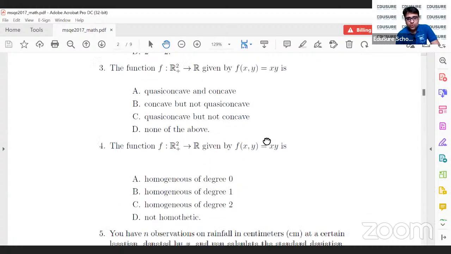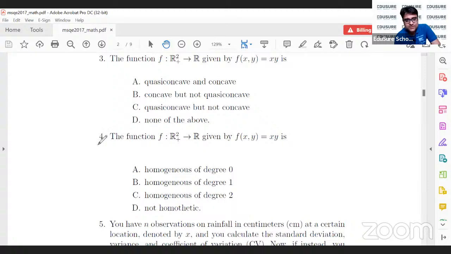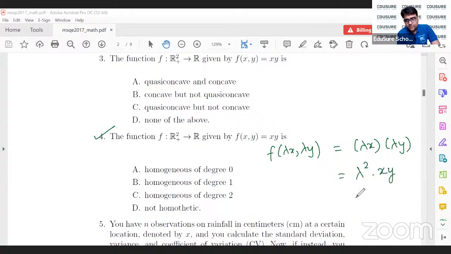And question number 4 is another part of this question. ये homogeneity का question है. F lambda x lambda y will be basically lambda x into lambda y, lambda square x into y, therefore homogeneous of degree 2. यही आंसर है. ठीक है.